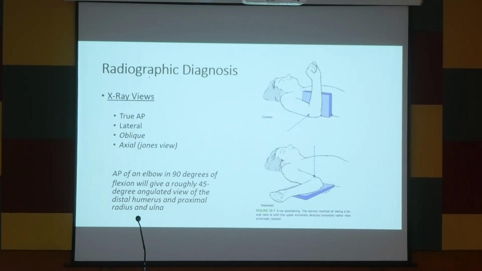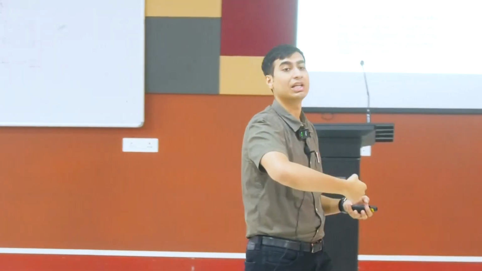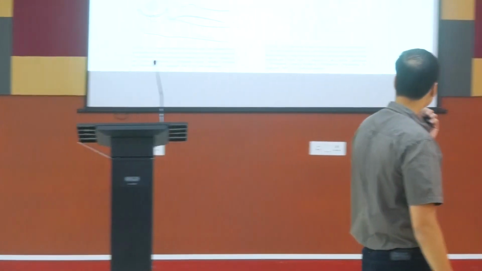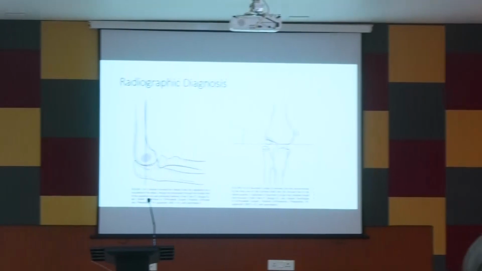So, AP is usually straightforward. Lateral, you can make it like this or the way they have shown. You can do it like this and then take a lateral. If the child is having too much pain, he will not allow you to rotate the elbow. So this is one important thing you need to understand.